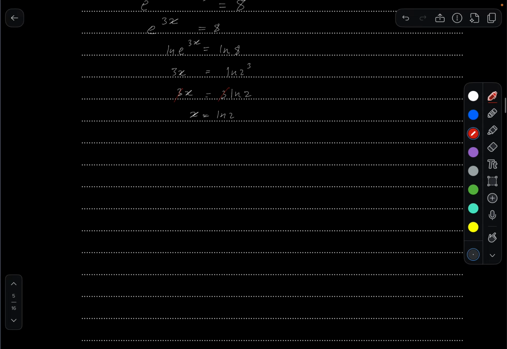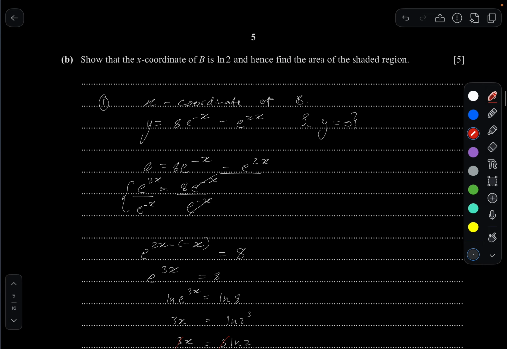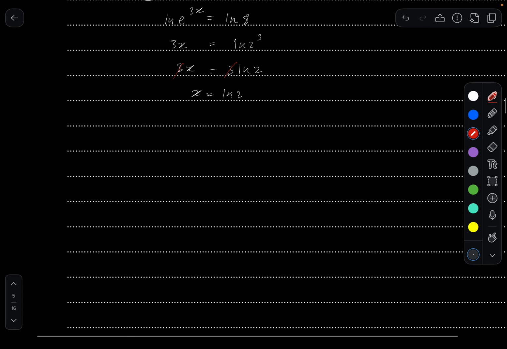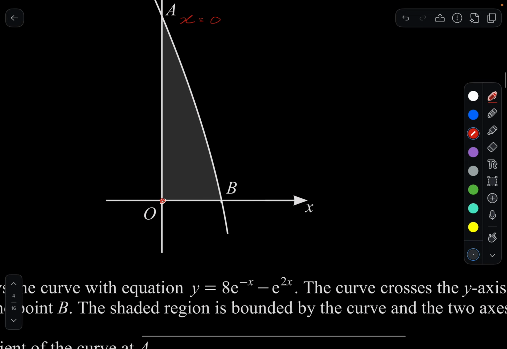That is the first part. Now the second part is to deal with the area. Now the area of this shape, remember, will be bound between this part and that part. So that will be 0 and ln of 2.